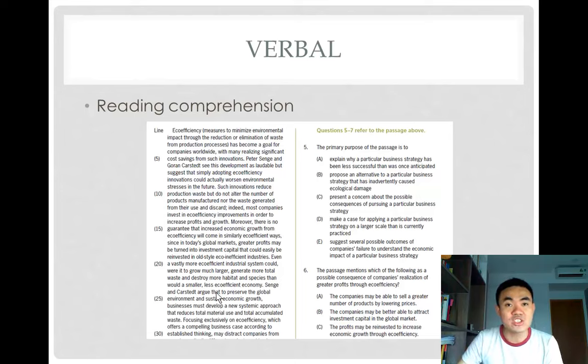The first question type in the verbal part is called reading comprehension, in which you are given one passage, some long, some short. At the end of the passage, you will be given several multiple choice questions testing your comprehension of the passage. For example, here, the primary purpose of the passage is to. So you have to get the main idea of the passage and determine whether A, B, C, D, or E expresses the primary purpose of the passage.